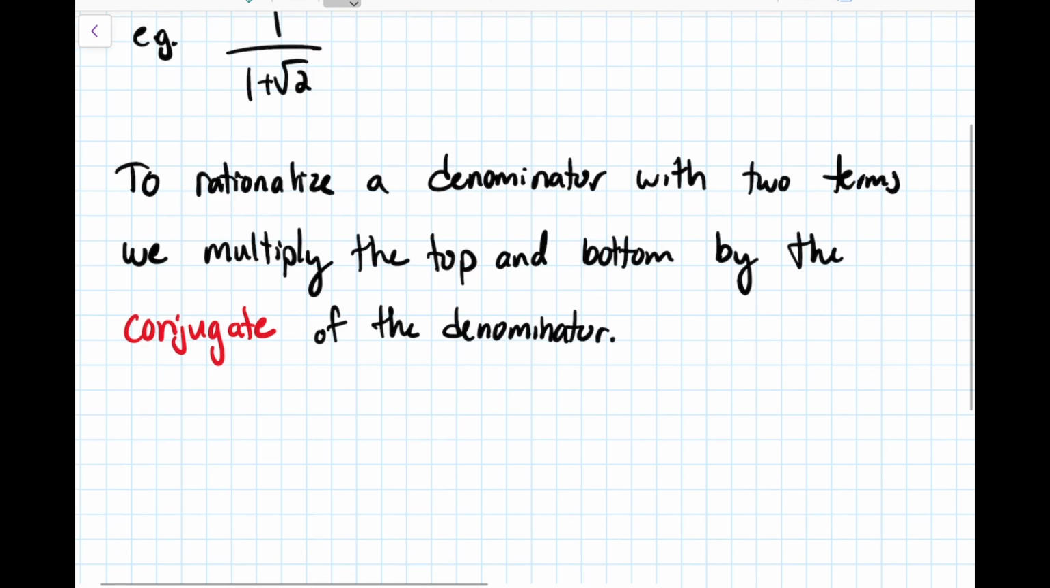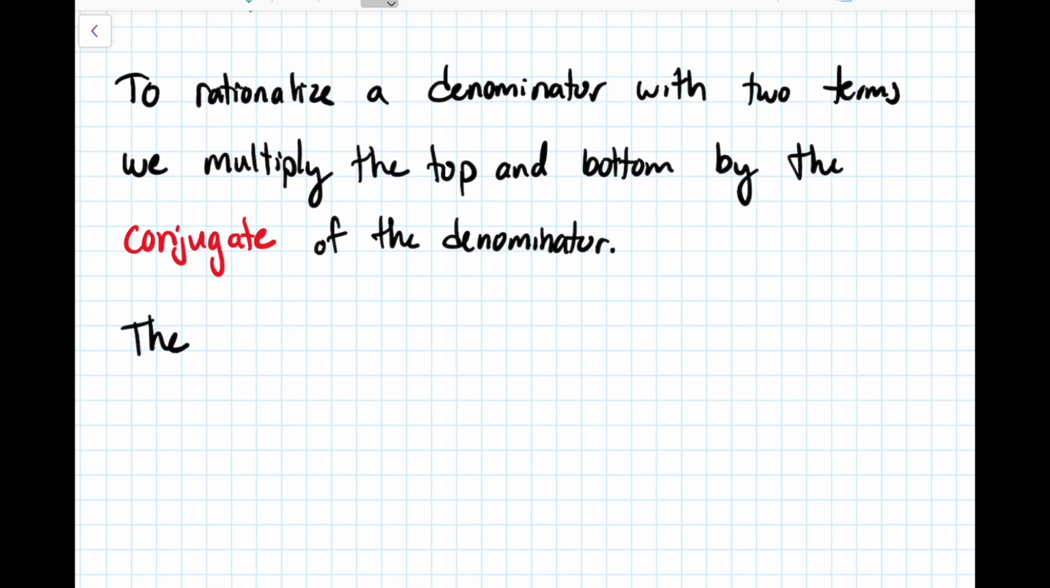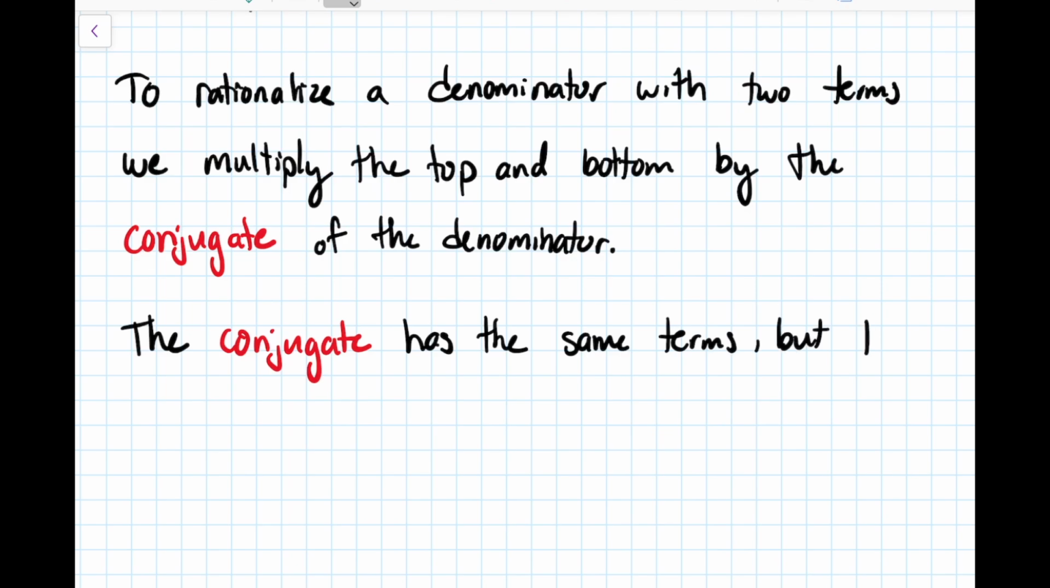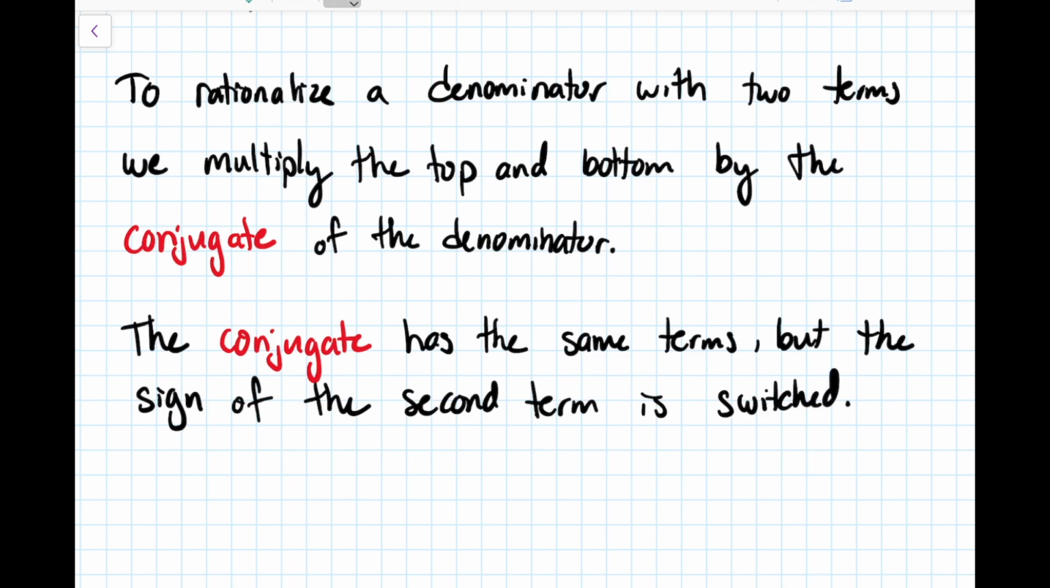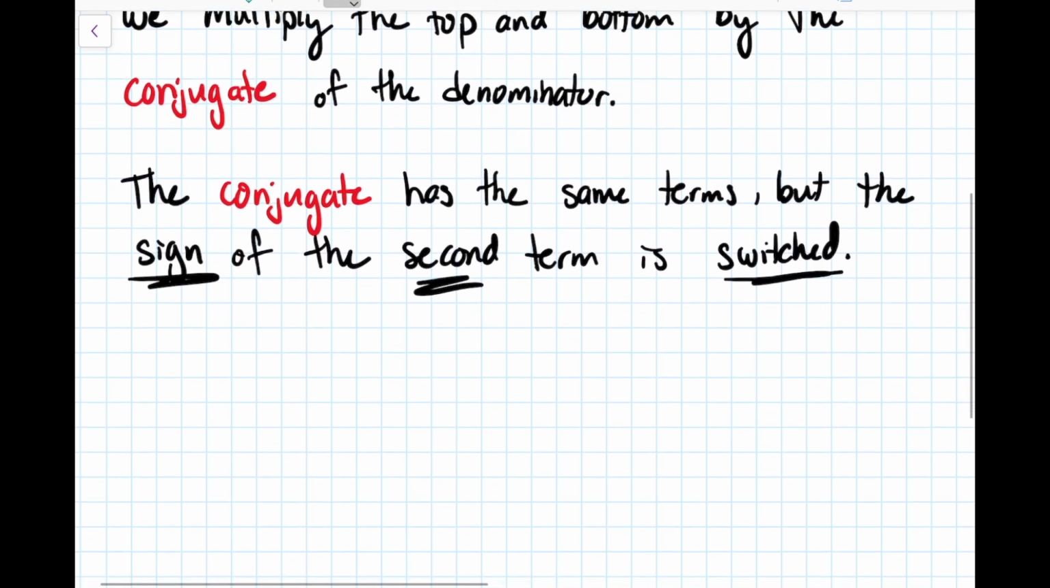All right, so conjugate. The conjugate is pretty similar to whatever your denominator is, with just a little bit of a change. So the conjugate has the same terms, so it's still going to be a 1 and a root 2, with a slight difference. What we do is we're going to take the sign of the second term, and we're going to swap it from positive to negative, or negative to positive. Full disclosure, it doesn't actually have to be just the second term. You could do the first term instead. But I find it easier to just stick with doing the same thing every time. So for me, I'm always just going to switch the sign of the second term, even if doing it the other way might be slightly easier.